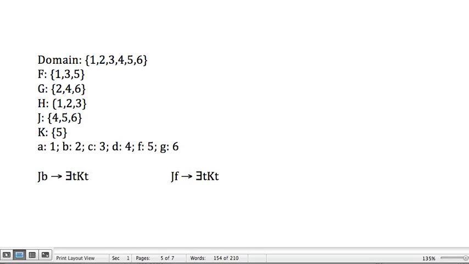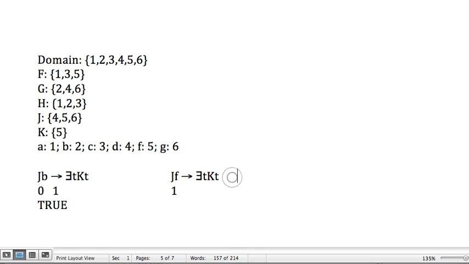Okay, start here. B is the number 2. Is B a J? No. So in this case, without even considering the quantified part, we know that we have a true statement because we have a conditional with a false antecedent. But now let's look at this case. F is the number 5. F is a J. So in this case, the antecedent is true. In order to decide if the whole sentence is true, we have to figure out if the consequent is true. If it is, sentence is true. If it's not, sentence is going to be false.